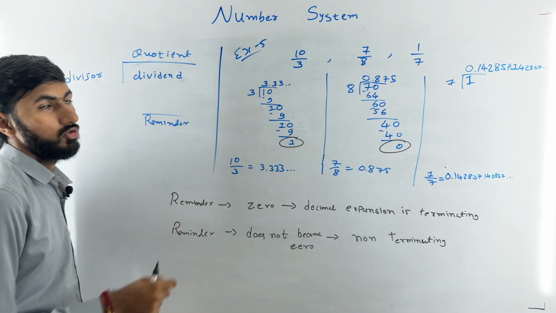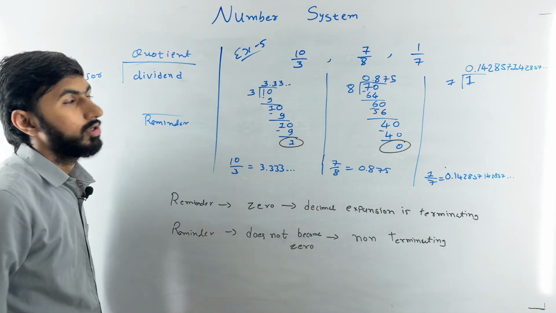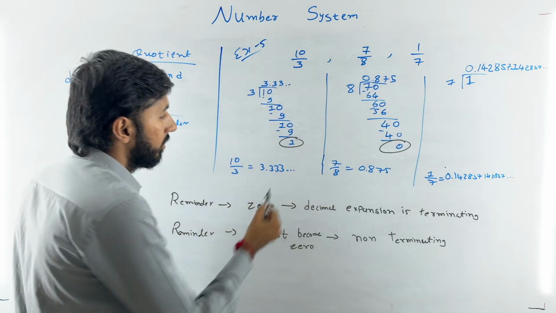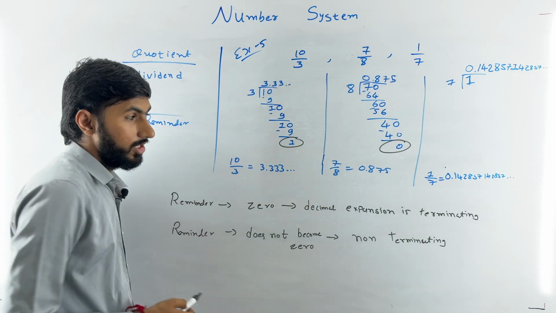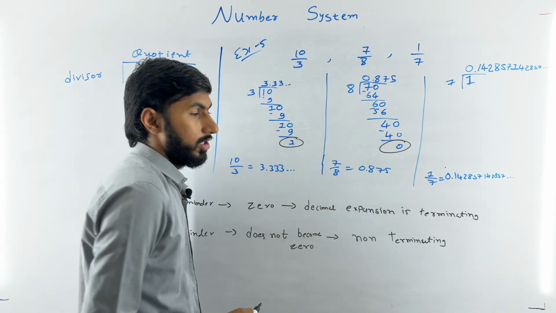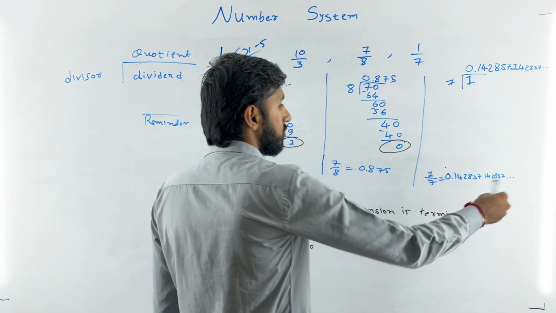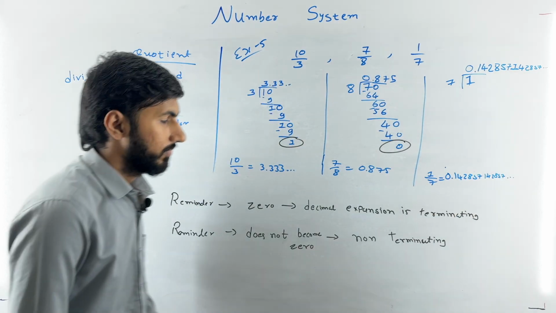So if anyone asks you which type of decimal expansion this is, you will say it is non-terminating because it does not terminate at any point, right? Here you will say it is terminating because it terminates at some point. And here also you will say it is non-terminating because it does not stop at any point, right?